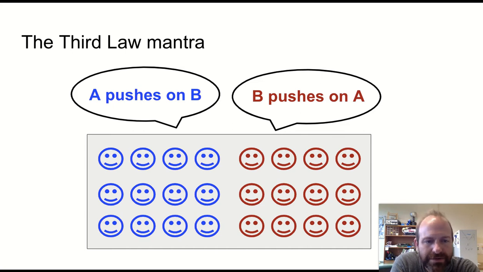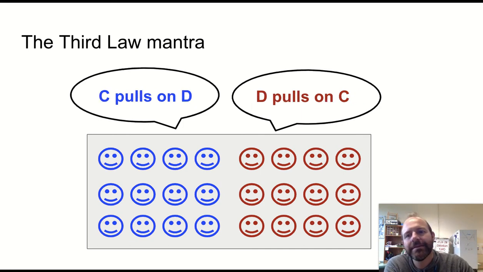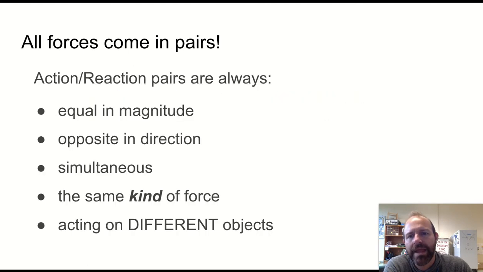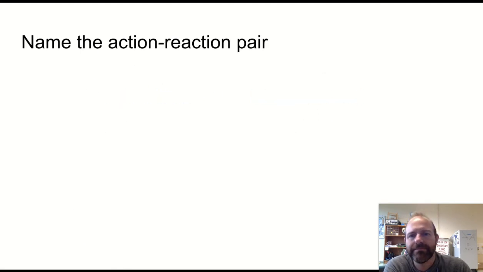So the third law mantra, if we were all sitting in class together, I'd probably make half of you say, A pushes on B pushes on A pushes on B pushes on A, right? Doesn't matter what it is, C pulls on D pulls on C, and so on and so forth. It doesn't matter what the initial force, the action force is, there's always a reaction. And the way to do it is just to flip it around. C pulls on D pulls on C. A pushes on B pushes on A, right?